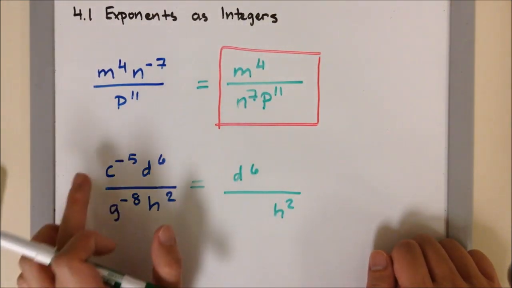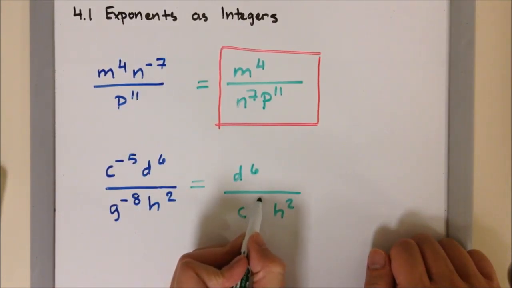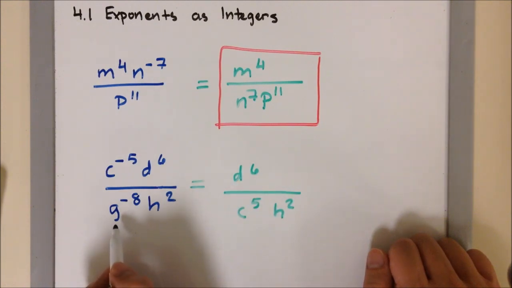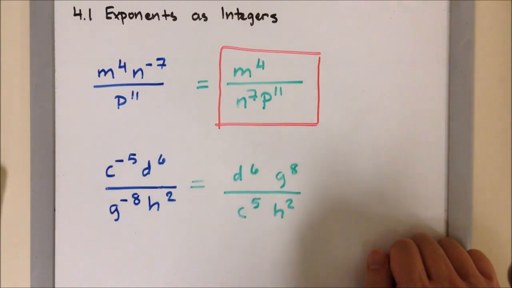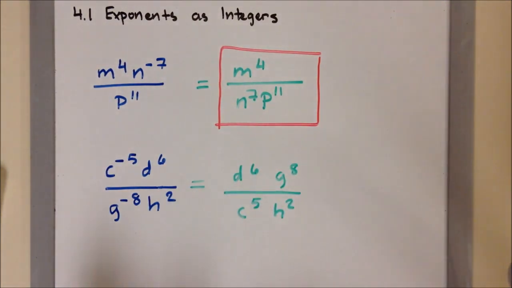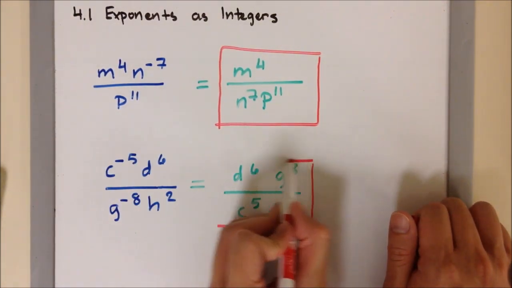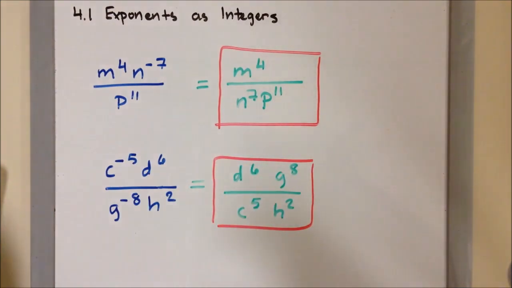My c will go from the top to the bottom, so c with a positive 5 as exponent, and then my g going from the bottom to the top with a positive 8 as the exponent. That's all I did. Switch places in order to convert negative exponent into positive exponent. So this is my final answer. And that's all you have to do.